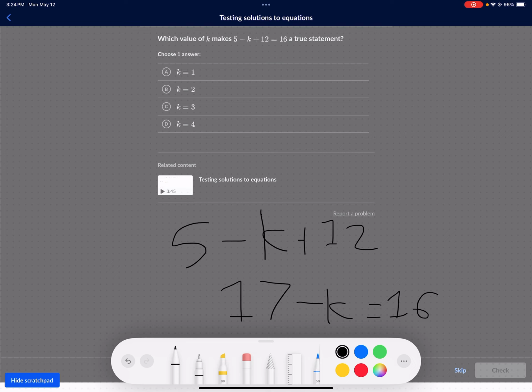And this doesn't look too hard. 17 minus what is 16? 1. 17 minus 1 is 16. The answer here is A.